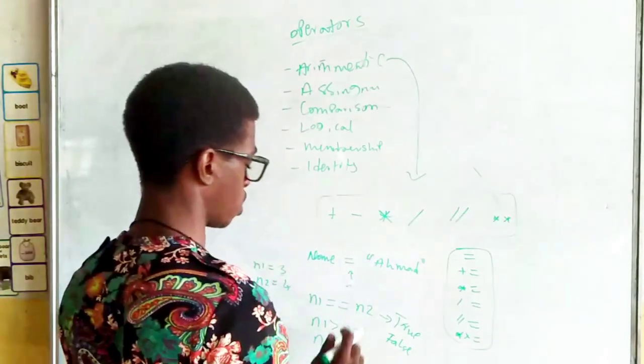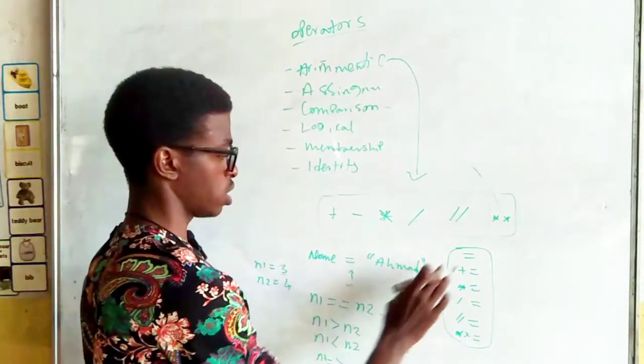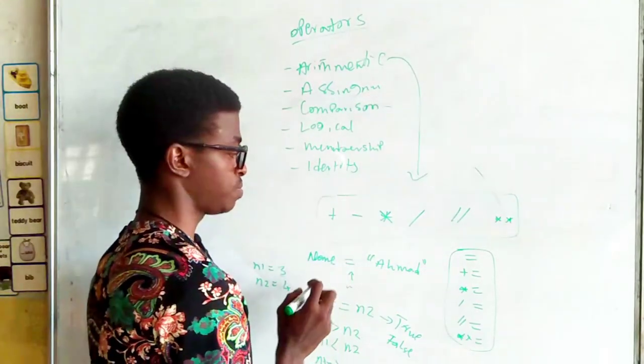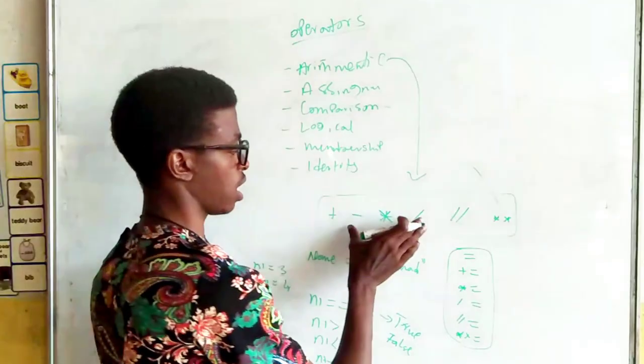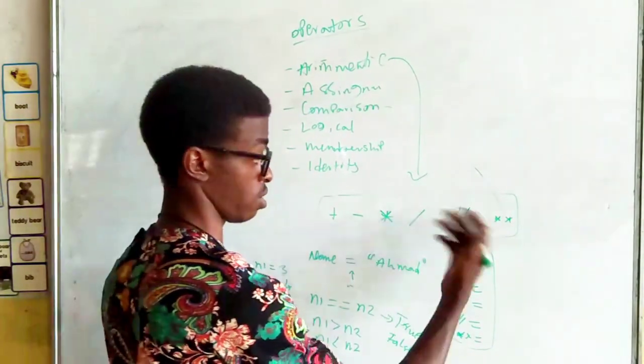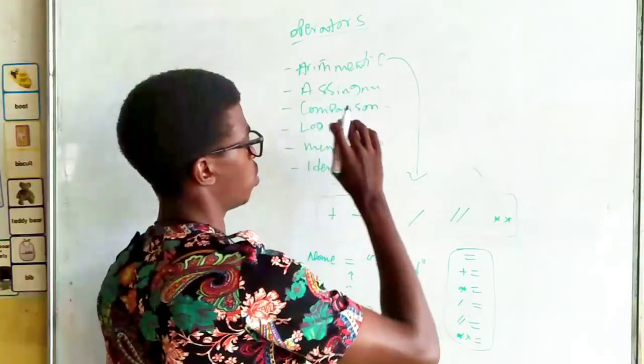Then we have the logical operator. So you see, the result of a comparison operator is true or false. The result of an assignment operator is putting a value into the variable. The result of an arithmetic operator is a numeric value, maybe a number. It can be float or integer. So now moving on, we have the logical operator.